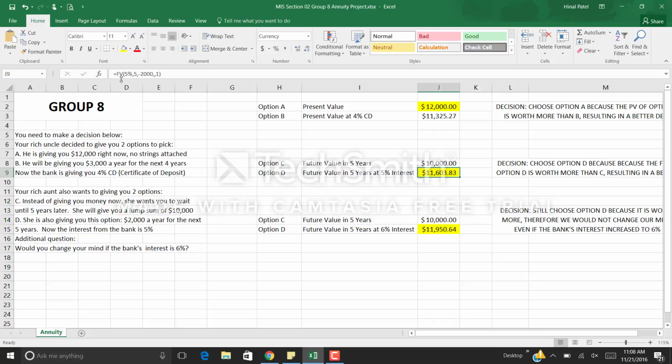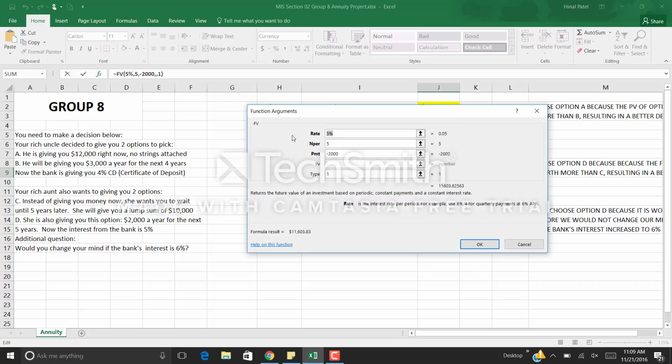Therefore, after we type in equals FV for future value by clicking on the FX formula button, we can see the function arguments for this formula as well. The discount rate is 5% from the bank. The N per, which is still the number of payment periods within the investment, is 5. The PMT argument is for payment, which will be negative $2,000.